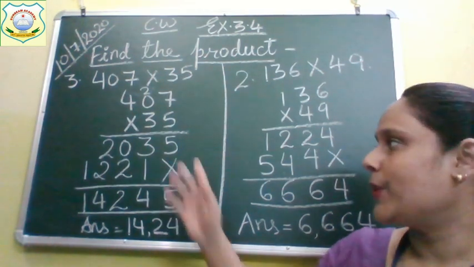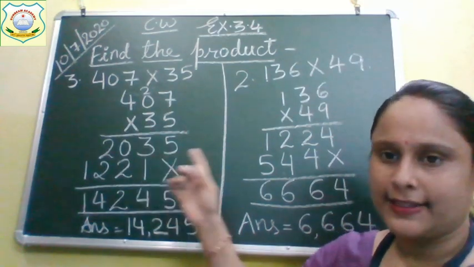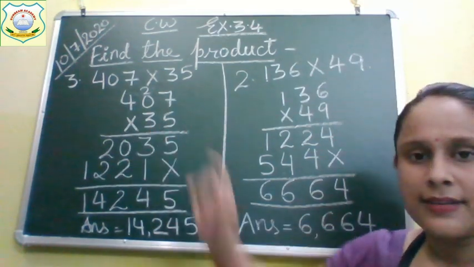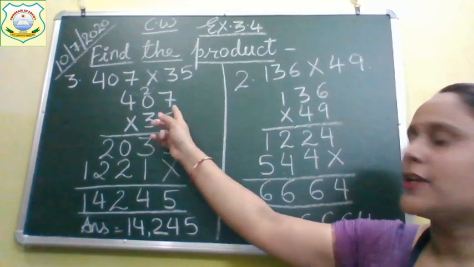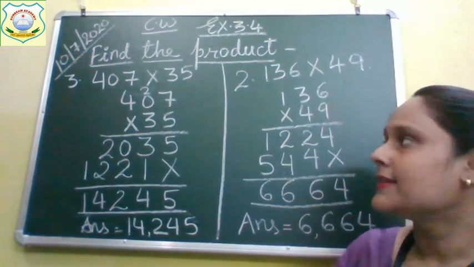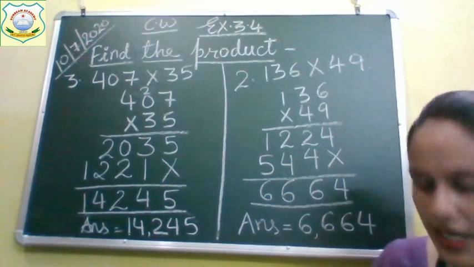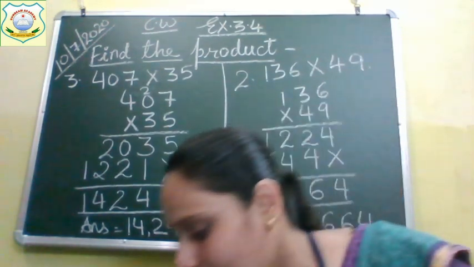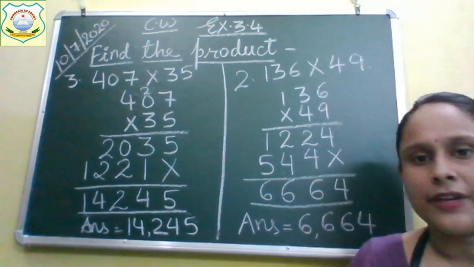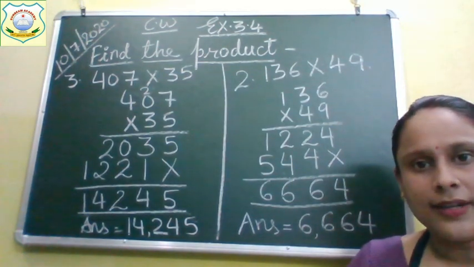Once we multiply that number, we take the other number. Suppose 3 is the other number. We multiply it by the number in the ones place, then the tens place, and then the hundreds place. Now I hope you have all written your question number 3.